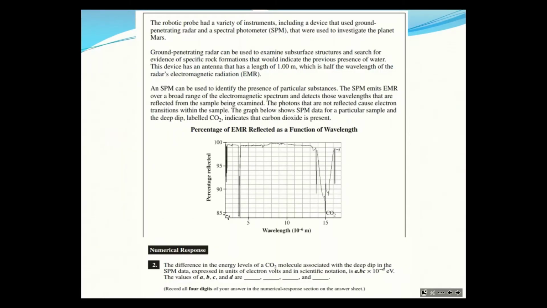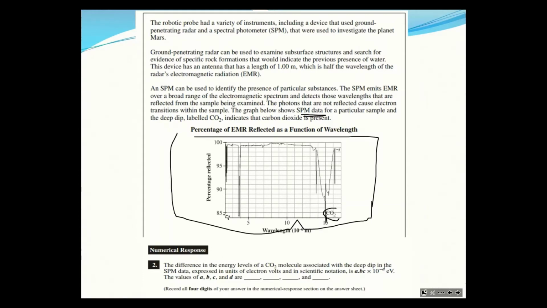And then this one we've done before, but it just asked a different question. So if I read what it's asking for, the difference in energy levels of a CO2 molecule associated with the deep dip in the SPM data. So this is the SPM data right here. And this is our deep dip with our CO2 molecules. And it asked for the energy in electron volts.